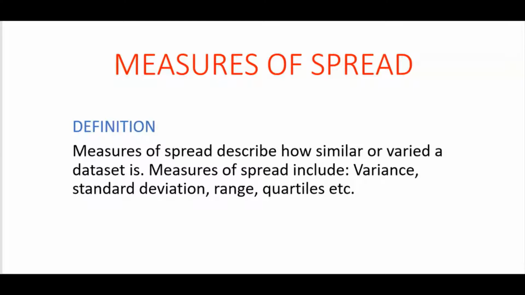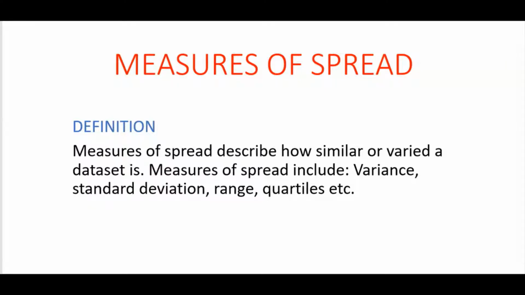In particular, I'll show you how to find the range, variance, and the standard deviation of a dataset. Let me start with the definition of measures of spread. A measure of spread describes how similar or varied a dataset is. Measures of spread include variance, standard deviation, range, quartiles, and interquartile range.